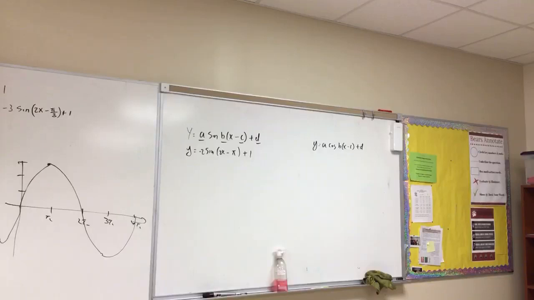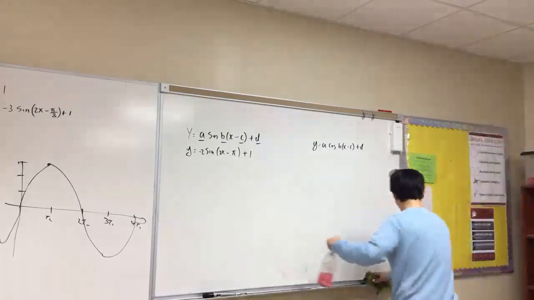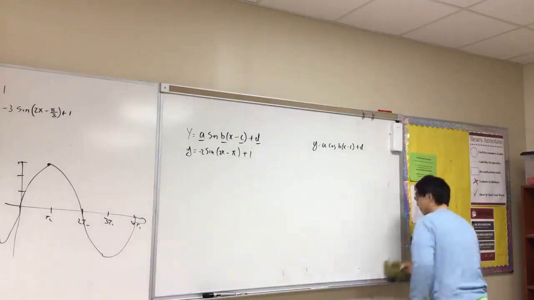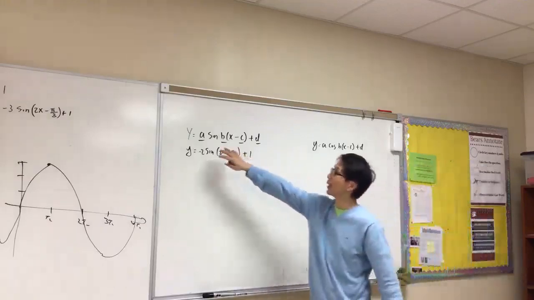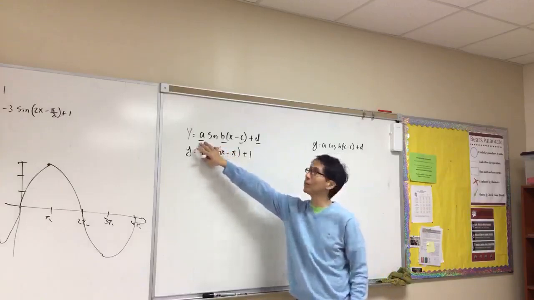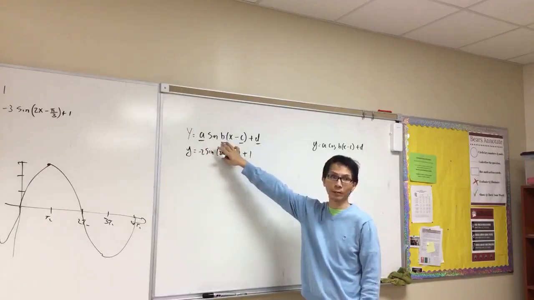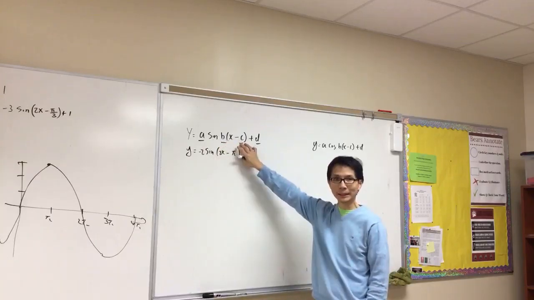Okay, so what we're going to go over is how to graph this type of function. Now we have an A, B, C, D. A is going to affect what? Amplitude. What is B going to affect? The period. And what is C going to affect? The starting point. The vertex?